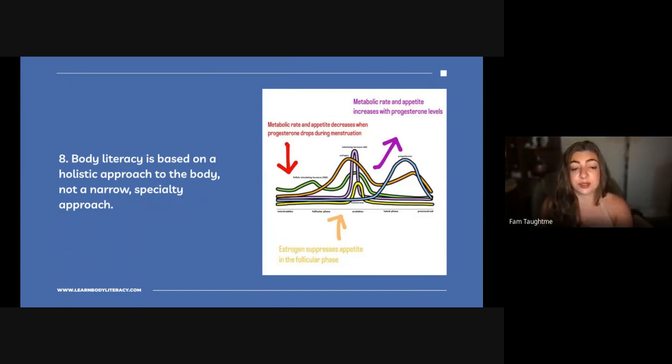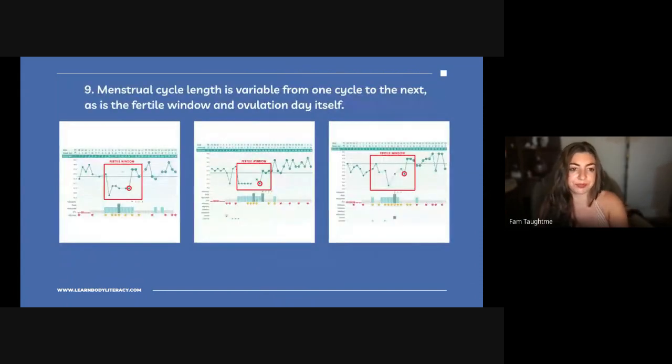The graphic is just showing that at some point a person asked me why they got so much hungrier before they were about to bleed. And so I explained that their metabolic rate changes depending on which hormones are present. This is just one example where the menstrual cycle is actually dictating the person's appetite. It's an example of how things are all interconnected.